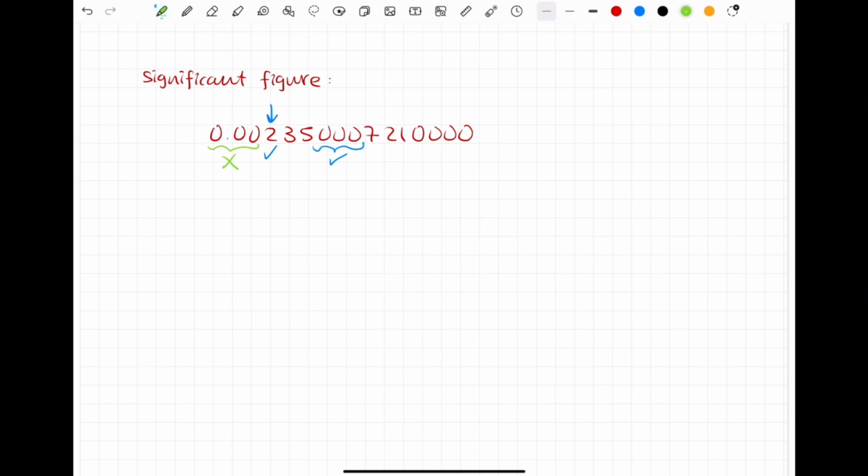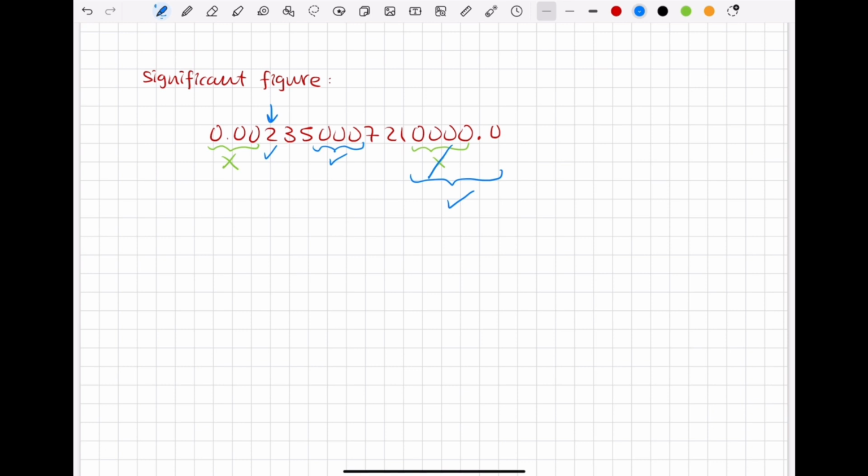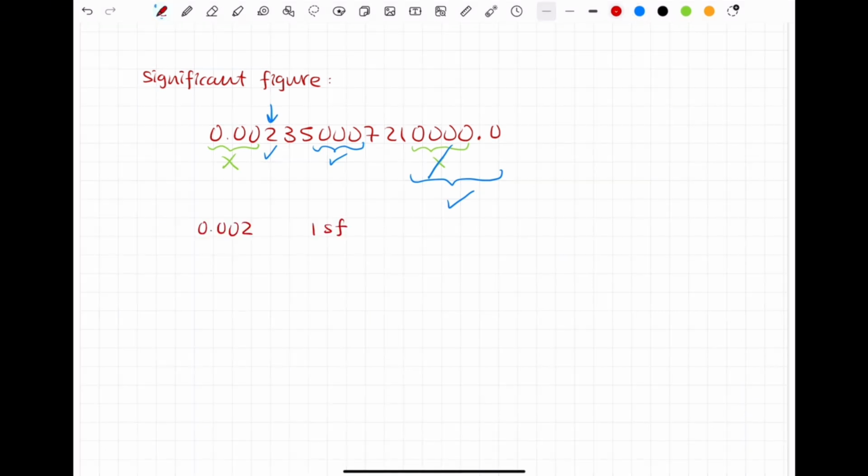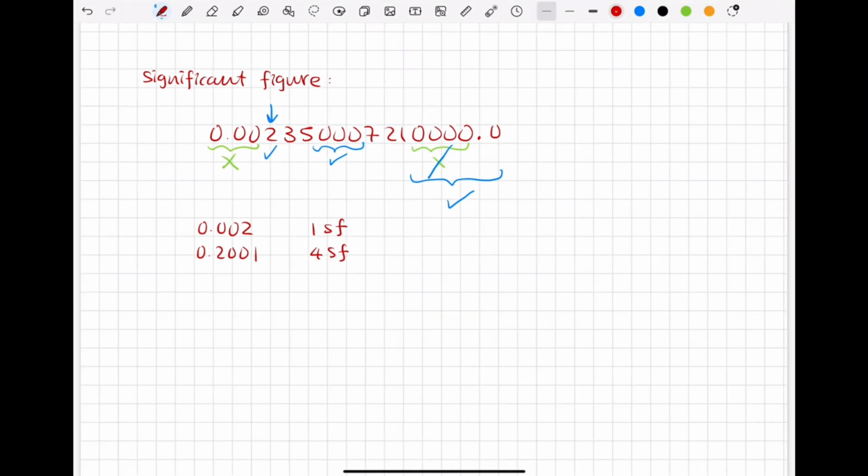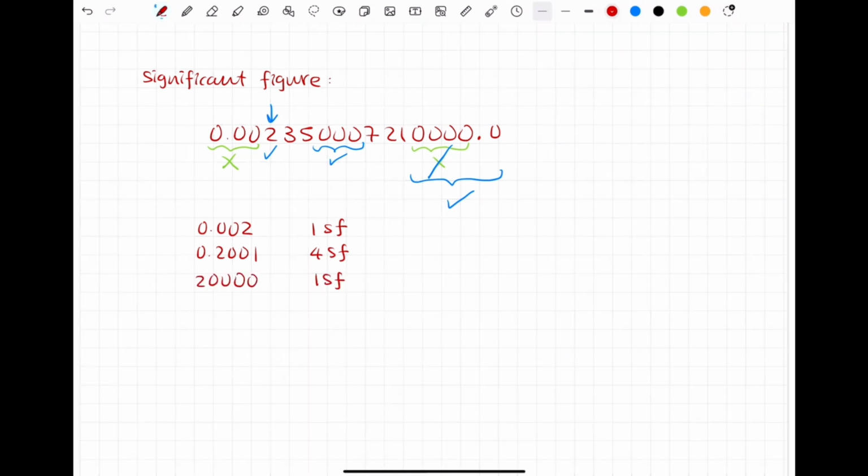So 0.00 doesn't count. Zeros at the end are only significant if the number contains a decimal point. So for example, in this case, the final four zeros are not significant. However, if I add a decimal point, then these zeros will be significant. So 0.002 is 1 SF, 0.2001 is 4 SF, 20,000 is 1 SF, however 200.0 is 4 SF.